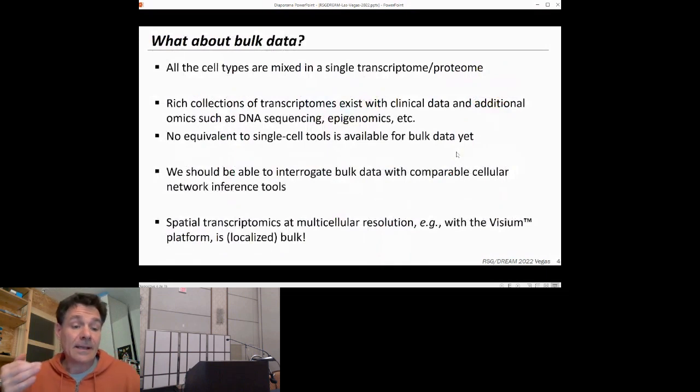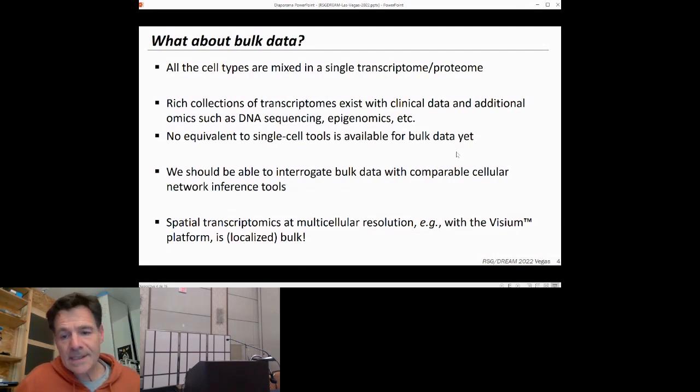Now, if you are with bulk data, this is more complex because all the cell types contribute together to a single transcriptome, or proteome if you work with protein expression data. But it is also fair to say that although this is more complex and more difficult, there are a number of very rich collections of data sets in the bulk format that come, for instance, with very valuable clinical data that we would like to exploit from this cellular network point of view.